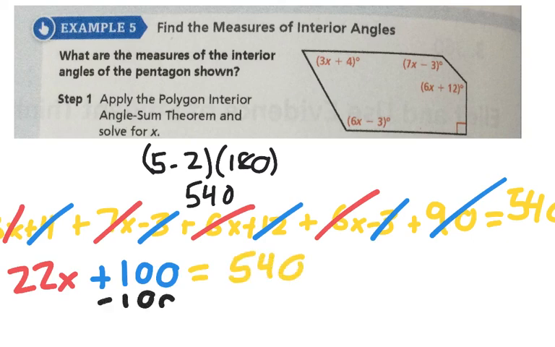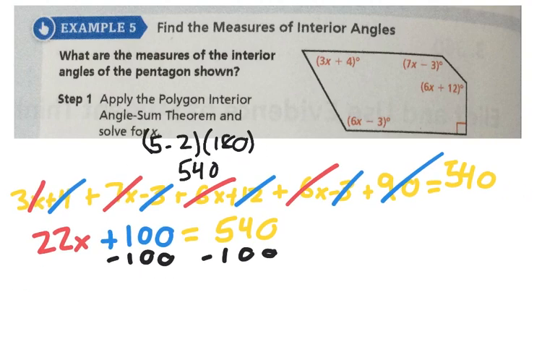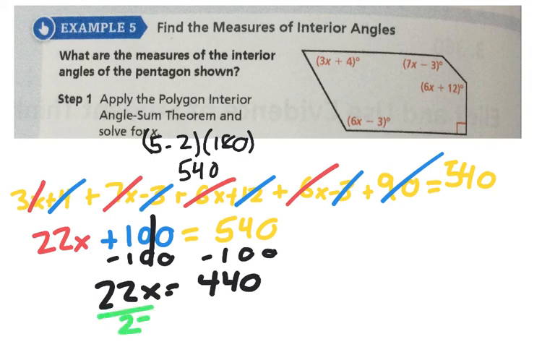And now solve. So I'm going to subtract 100. 440. That tells me 22x is equal to 440. And then divide by 22. 110? I don't think so. What'd you say? 110? 20. You had me thinking I did it wrong in my head. Okay. So x is 20.